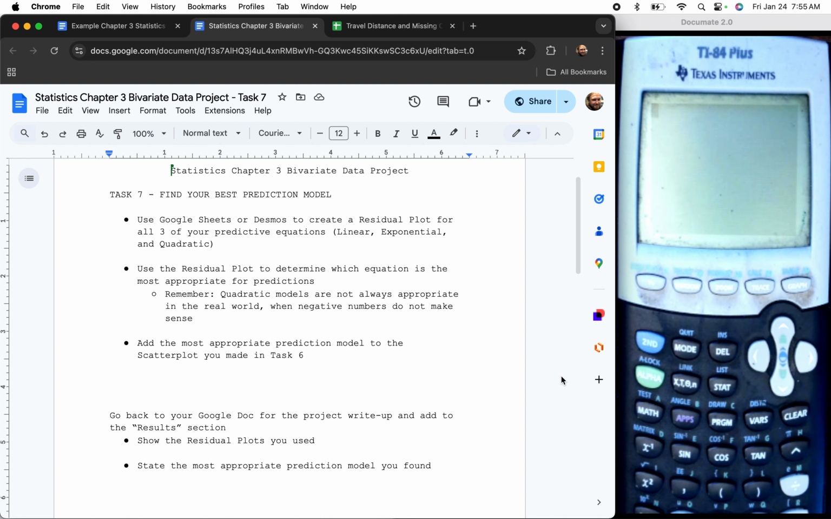We are doing Chapter 3's Bivariate Data Project, Task 7, Finding Your Best Prediction Model. So today we're going to look a little bit back at how to find all of your regression models from Task 6, and we're going to look ahead at finding your best of the overall data models.